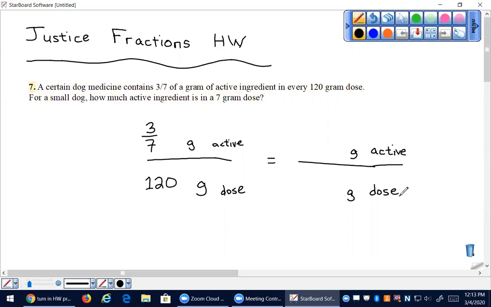Then I keep reading. There's a small dog, so it's only a 7-gram dose. How much active ingredient will I have? So far I haven't made any choices. I've read the problem, saw that it has 2 situations, gives you 3 numbers, find the 4th thing, so I made it a proportion. I put one situation on one side, and however I labeled it on that side, I labeled it on the other, and then I kept reading and put the last stuff in where it had to go.